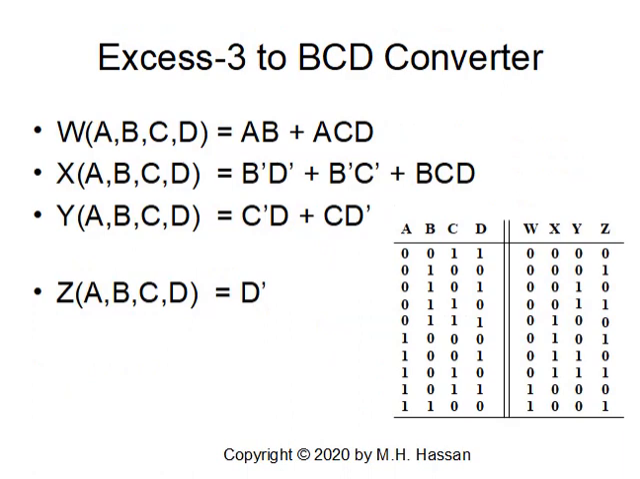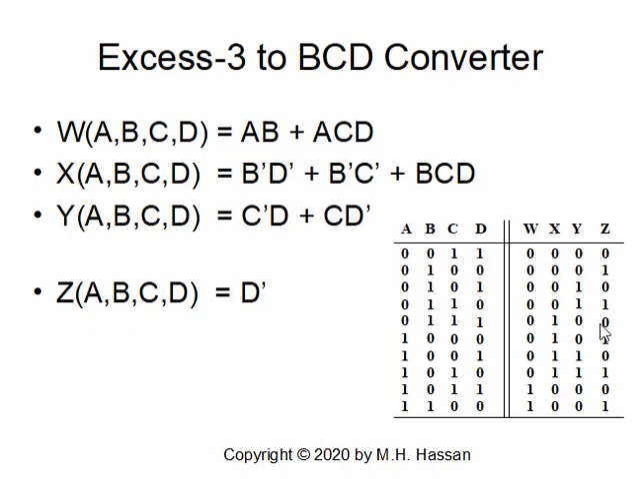Now, as an example, we will take the excess-3 to BCD converter. So A, B, C, D are the inputs, and W, X, Y, Z are the outputs, which is the BCD output, and this is the excess-3. So when we have the input 0, 0, 1, 1, the output will be 0, 0, 0, 0. When the input is 1, 1, 0, 0, the output will be 1, 0, 0, 1.